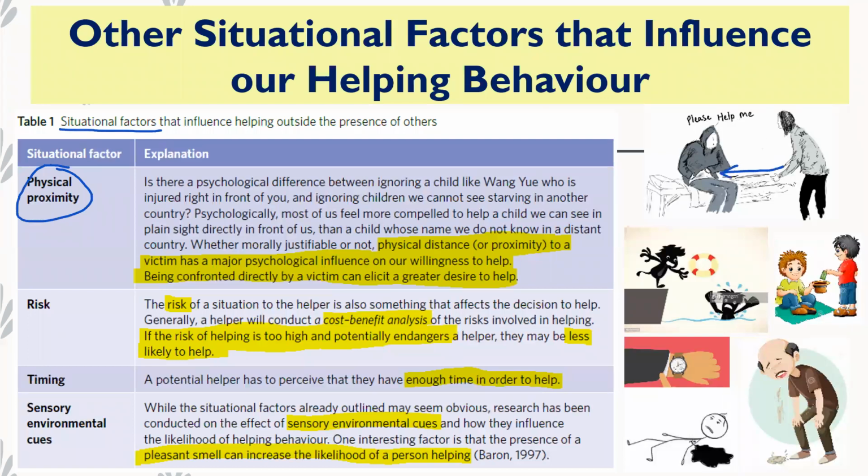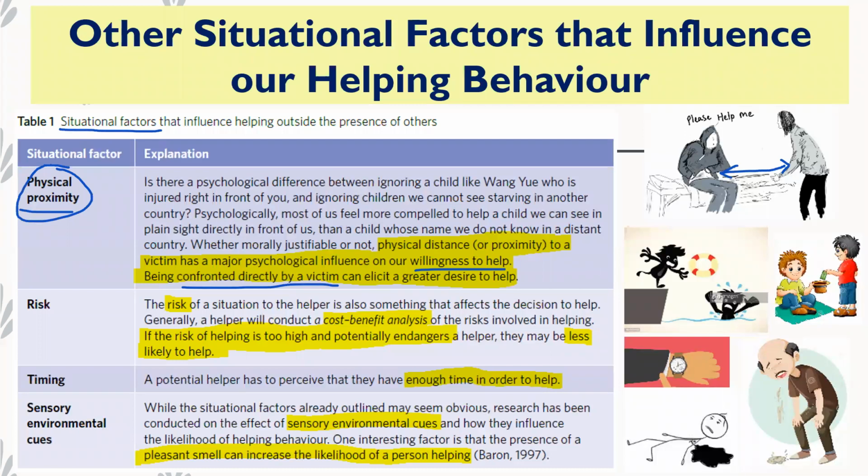The distance there is not very far away. So you're physically distanced very closely, in a very proximate way, to that person. As a result of that, you will have a willingness to help, because that person is right in front of you. If you're confronted directly by a victim, you're also more likely to help because that person has come to you. They're in your personal space, in your radius. So you would feel guilty not to help.